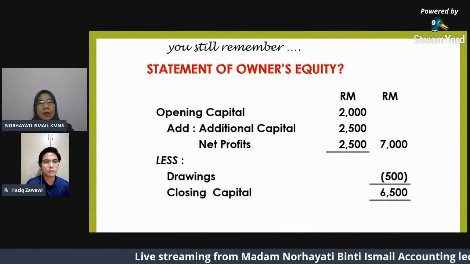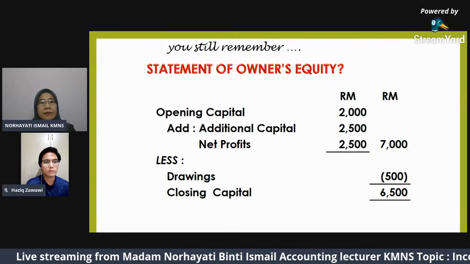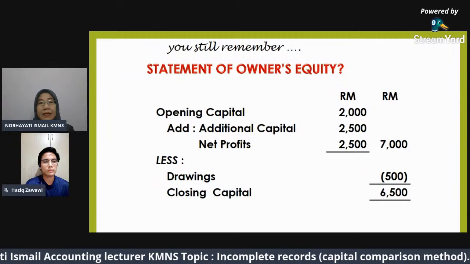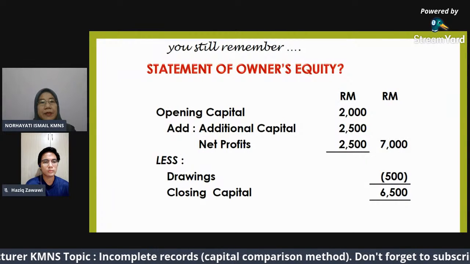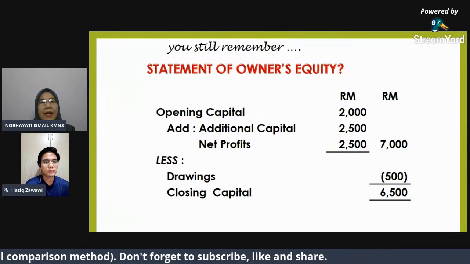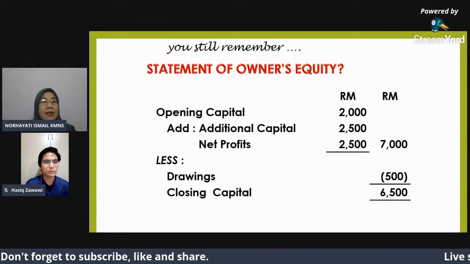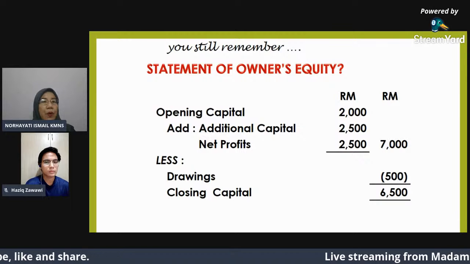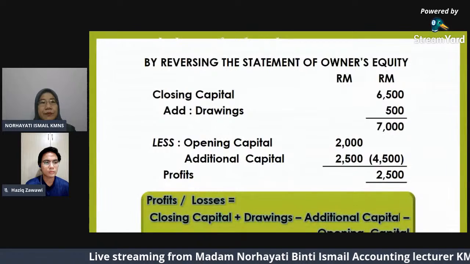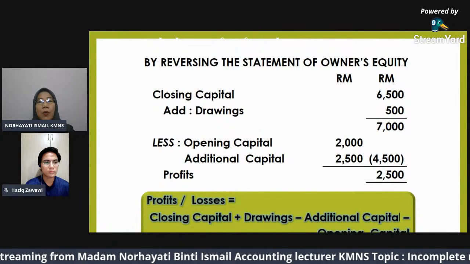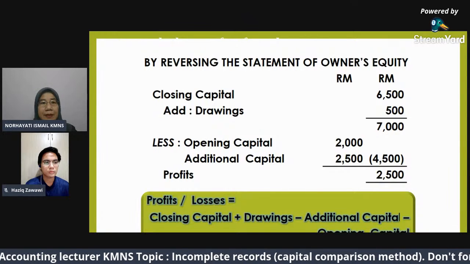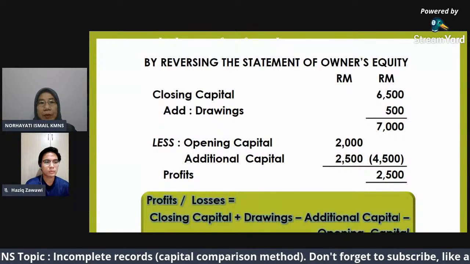Okay, this is the statement of owner's equity: opening capital, add additional capital, add net profit, less drawing, and you get closing capital. This is the statement of owner's equity. You still remember? Now we have to reverse the statement of owner's equity. When you reverse, we start with closing capital, add drawing.